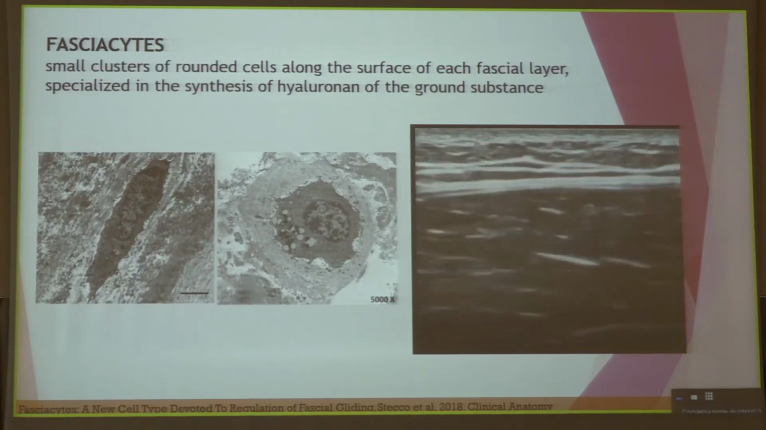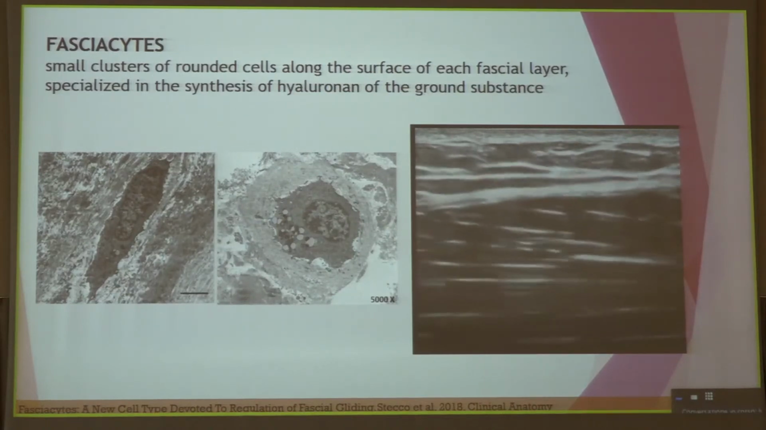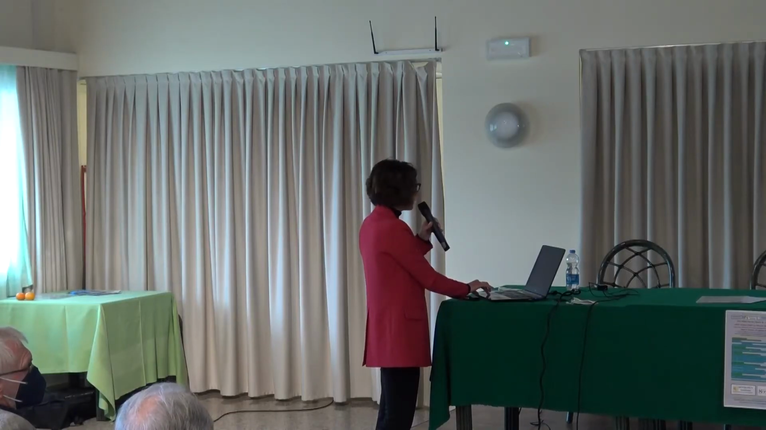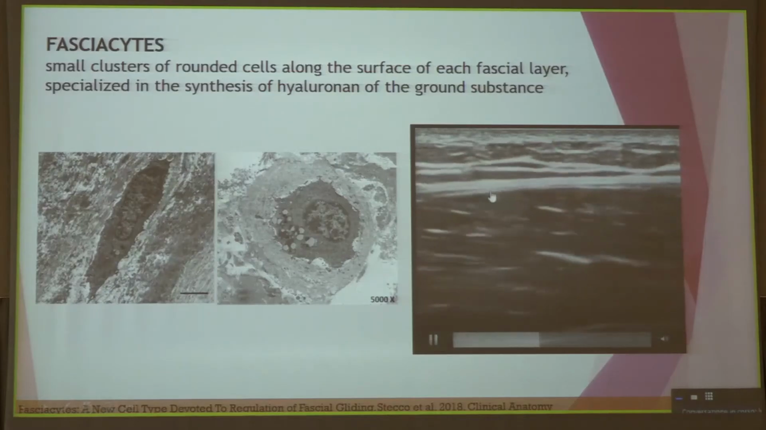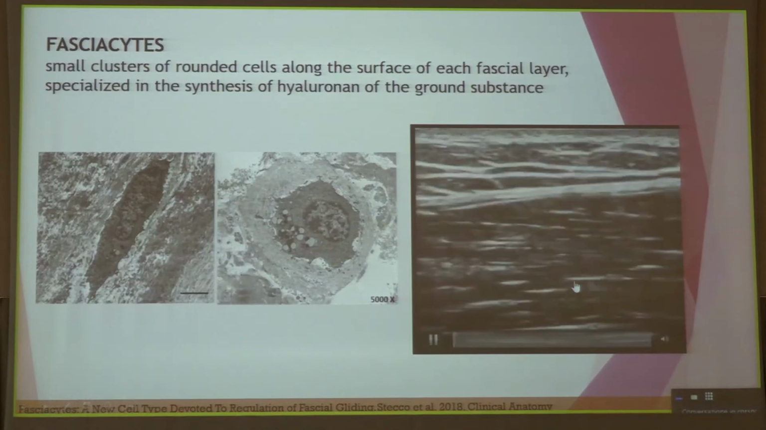The hyaluronan is in the loose connective tissue and permits, as you can see in that video, the gliding of the three layers of the deep fascia and the gliding of the fascia with respect to the underlying muscle.